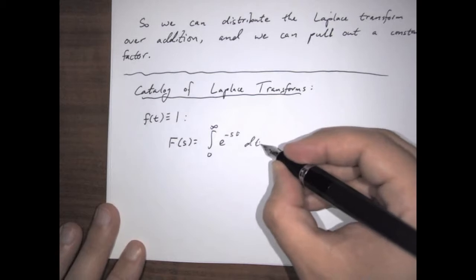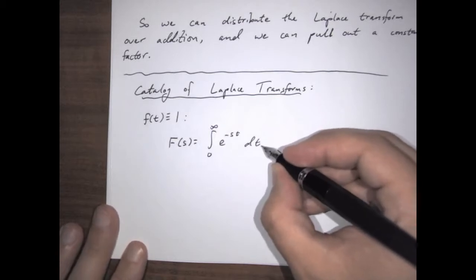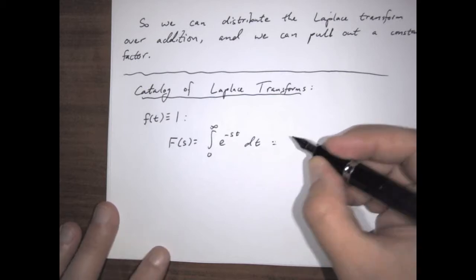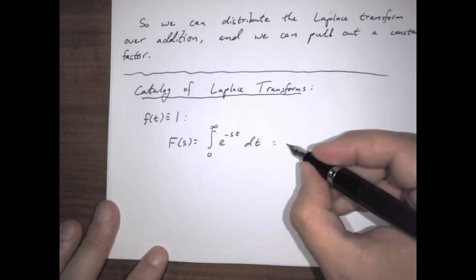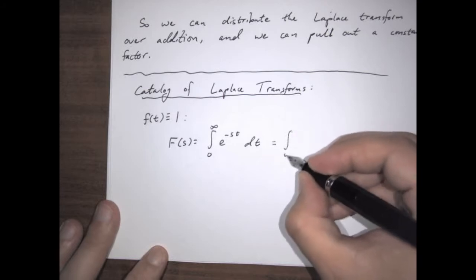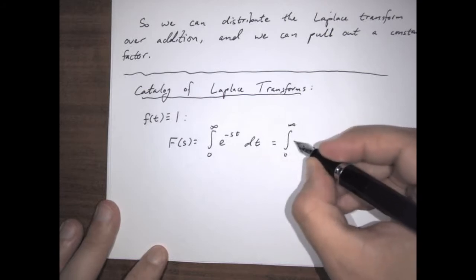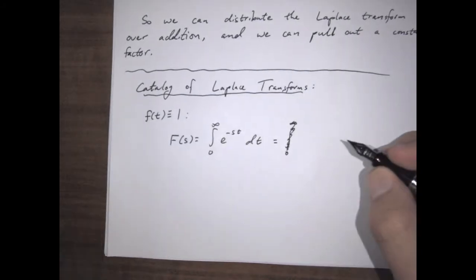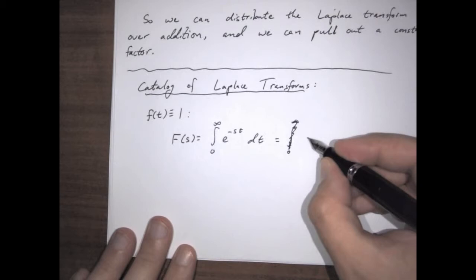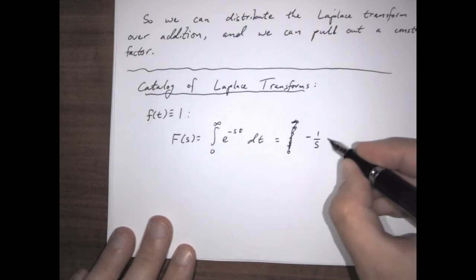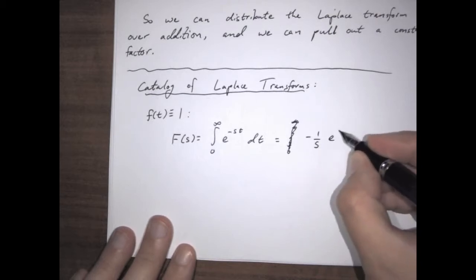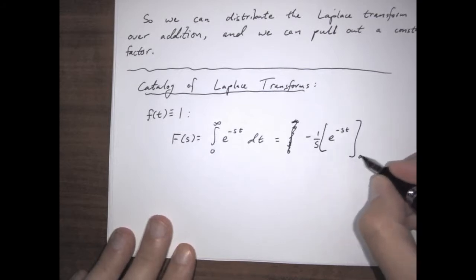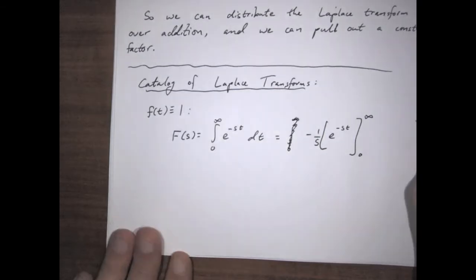But we're anti-differentiating this with respect to t, so as far as that is concerned, s is just a constant. What I mean is, it's going to be negative 1 over s, e to the negative st, and this is going to be evaluated at 0 and infinity.